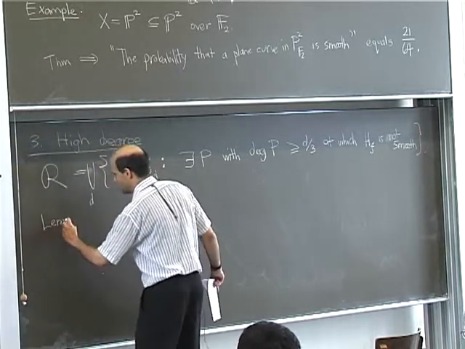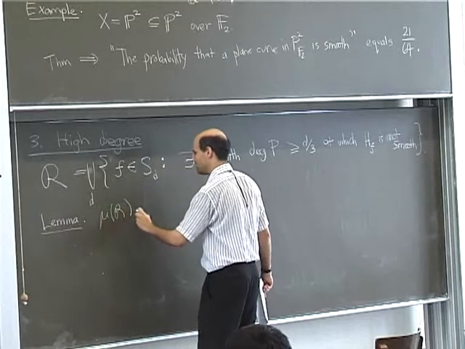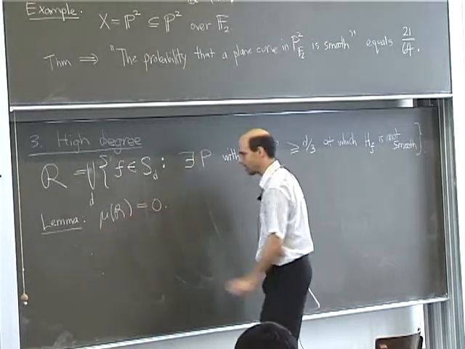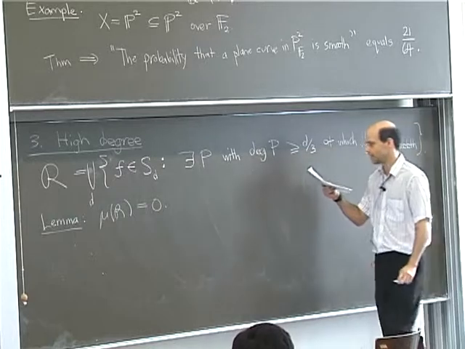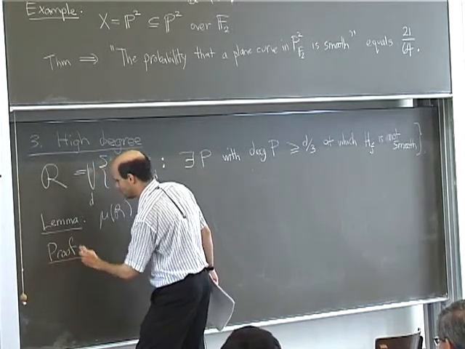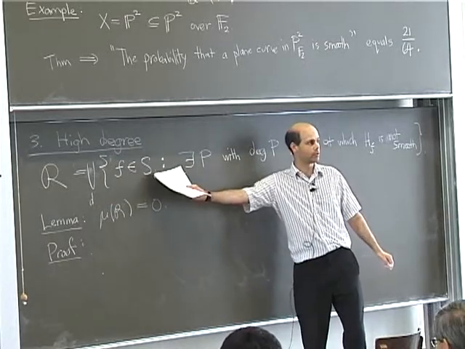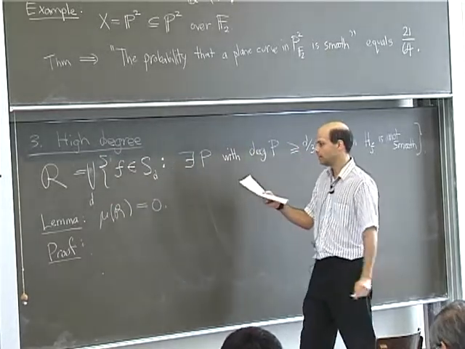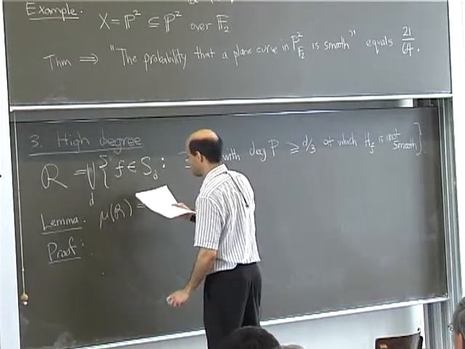Okay, and what I want to show is that this set has density 0, meaning that it's rare for a curve to have a point of singularity of high degree. So in other words, if I choose f at random among polynomials of total degree D, then it should not have a singularity of high degree.